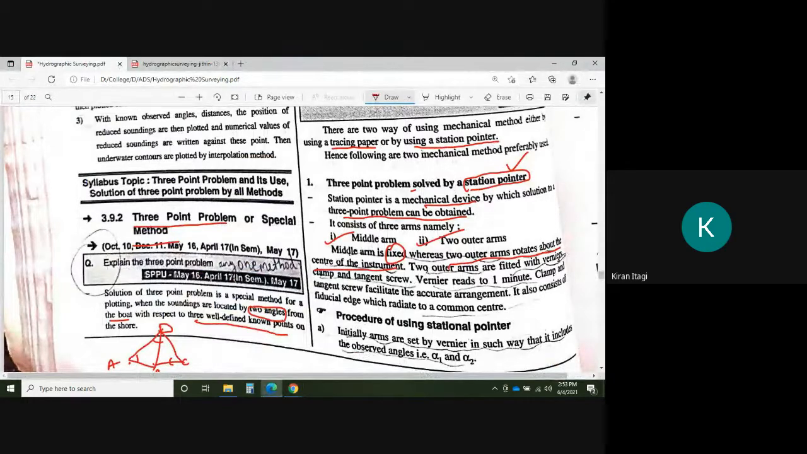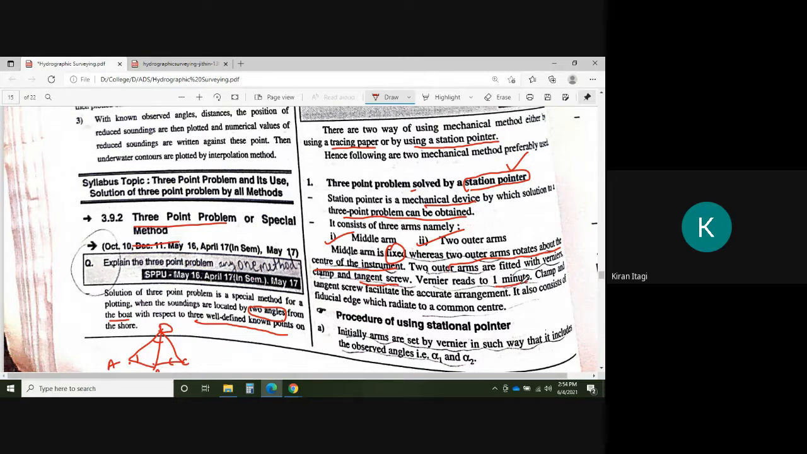The two outer arms are fitted with the vernier clamp and tangent screw, same as what you used in the theodolite. In the theodolite you used clamps and a tangent screw. The tangent screw is used to make a lighter movement; for small movements you use tangent screws. The vernier reads to 1 minute.